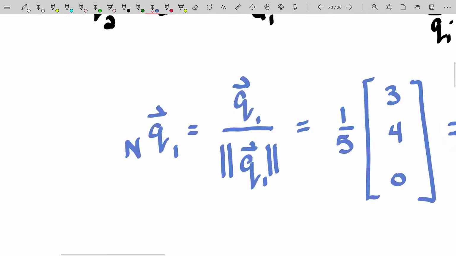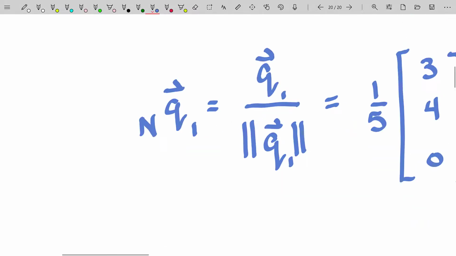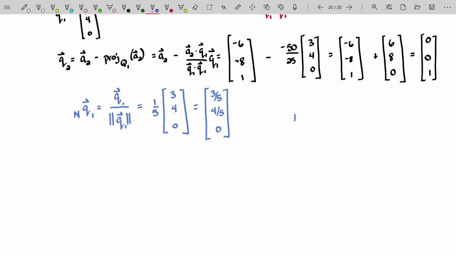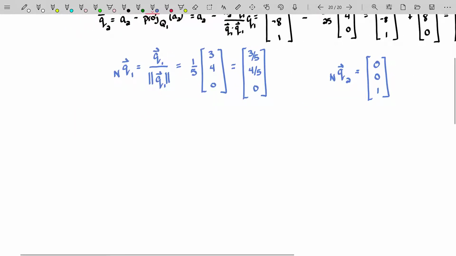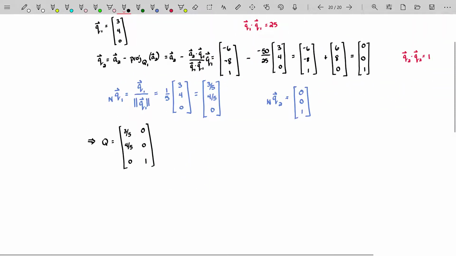Oh, and by the way, the notation I use, this is the normalized version of the vector q sub 1. And I could also write the normalized version of the vector q sub 2 is actually q sub 2 itself. All right, so there's our normalized versions of those vectors. Let's go ahead and make q out of them. All right, that works out very nicely.